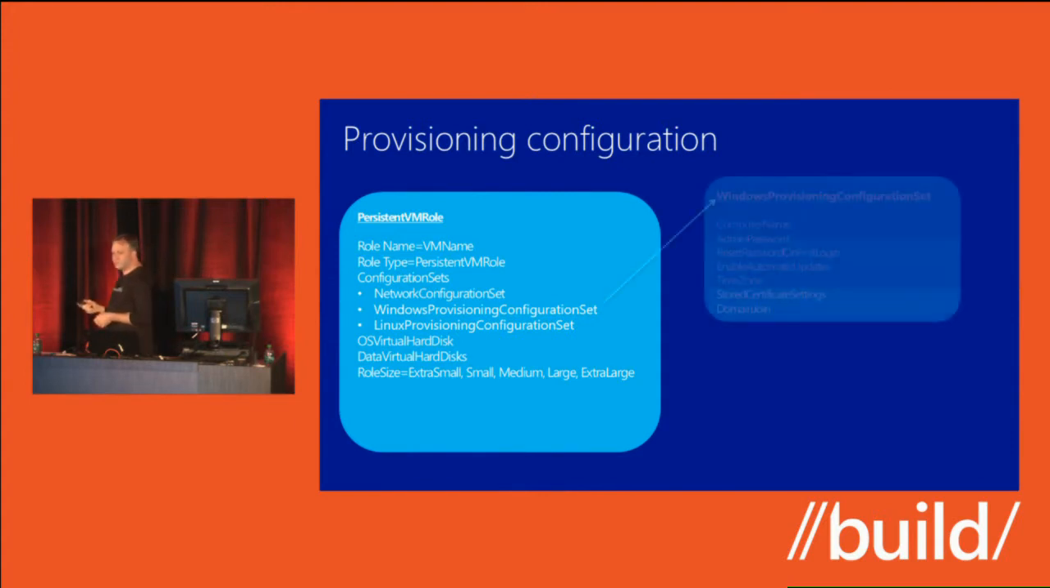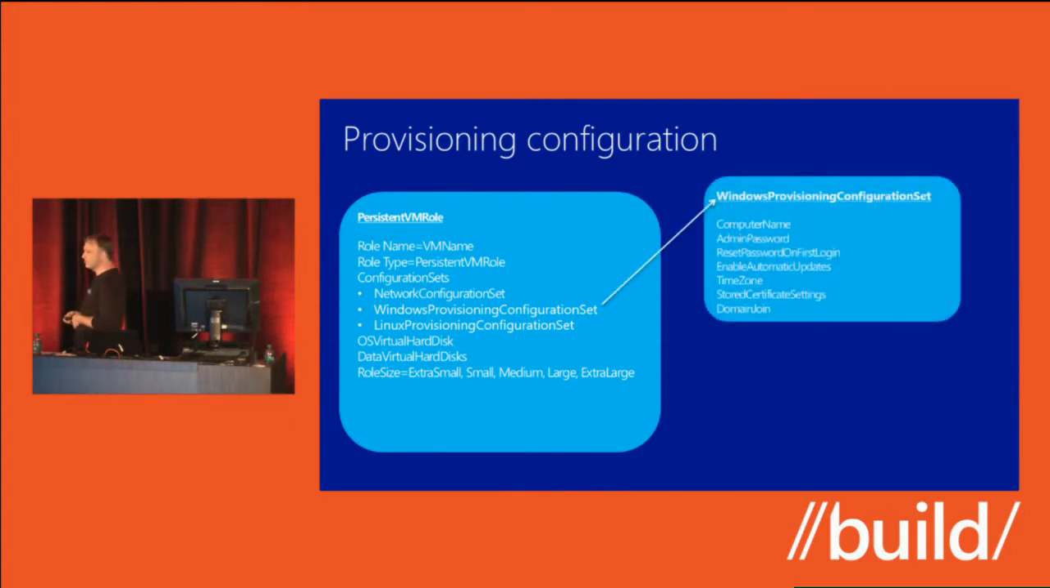Provisioning configuration, like I said, there's two of them. There's one for Windows VMs and one for Linux. You may not have known, if you've just created a virtual machine through the portal, that all these options are available to you when you're creating a VM in Windows Azure.